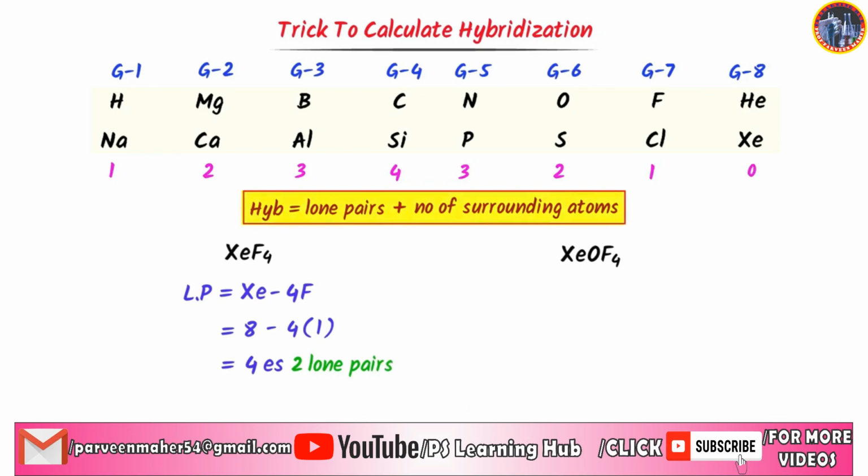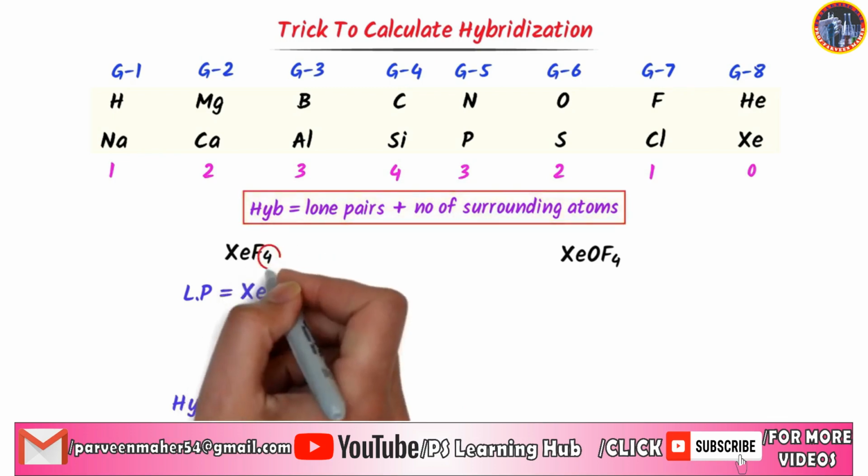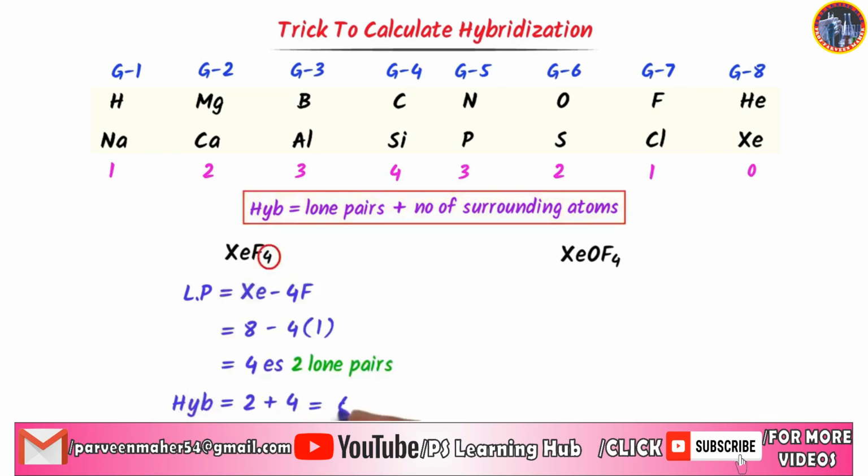Secondly, hybridization is equal to lone pair plus number of atoms surrounding the central atom. I write 2 plus 4. I get 6 hybrid orbitals. This 6 means 1s, 3p and 2d hybrid orbitals. So the hybridization of xenon is sp3d2. We know that 6 stands for octa or octahedral. So the geometry of this molecule is octahedral.